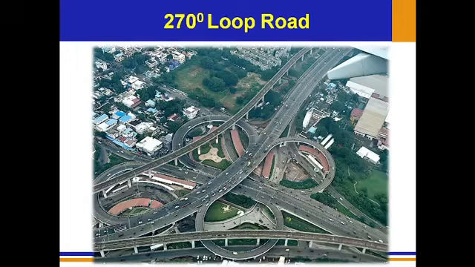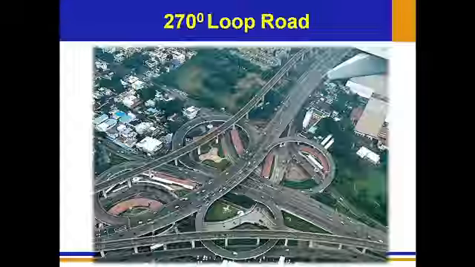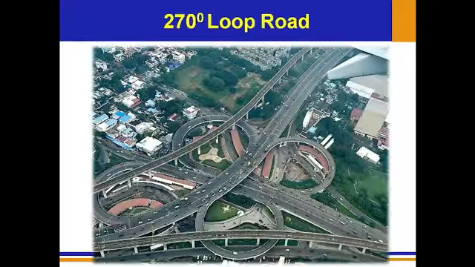You can see this is a 270-degree loop in a Katipara flyover, the cloverleaf flyover. The right turn, especially the right hand ramp, looks like a 270-degree curve, but there is a gradient difference; a level difference is there. Sometimes at-grade 270-degree loop roads also may be available. It is very rare, but this is a typical example. That's why it is shown here.